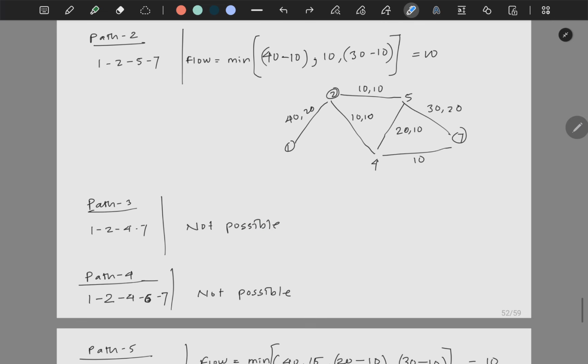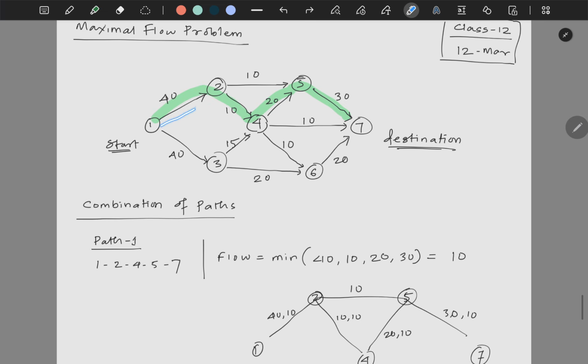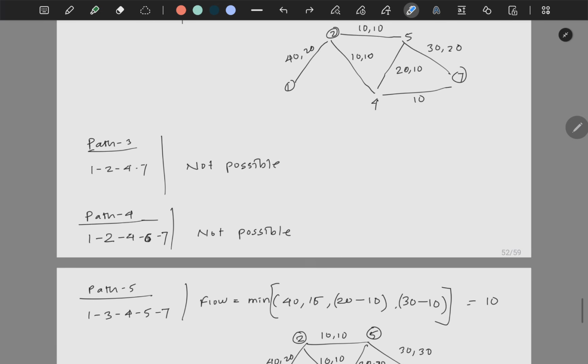Again, once this is over, you go to path 4. That is 1 2 4 6 and 7. Again, this is not possible because it's crossing 2 to 4. Like we have seen, from 2 to 4 there is no scope, it's completely exhausted. So this path is also not possible.